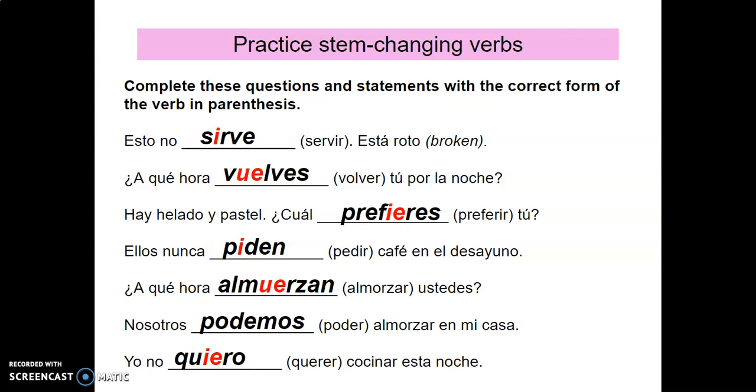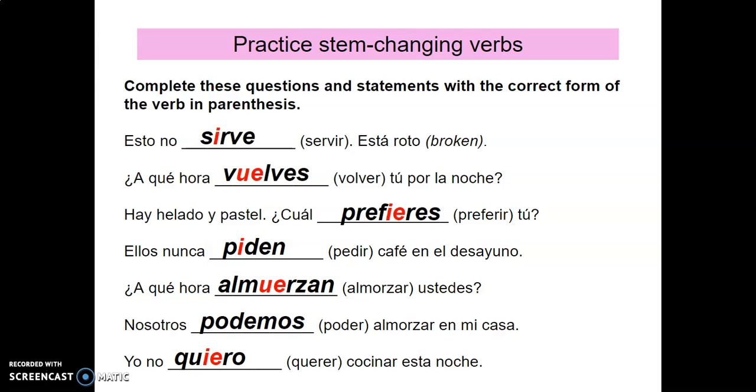¿A qué hora vuelves tú por la noche? Volver is a stem changing verb. Volver means to return. So I'm asking you, at what time do you return in the evening, right, at night? Vuelves tú, right? Vuelves. Hay helado y pastel. ¿Cuál prefieres tú? Okay, there's ice cream and cake. Which do you prefer? ¿Cuál prefieres tú? Prefieres, right? E to IE, and I'm asking you tú, so it ends in ES.